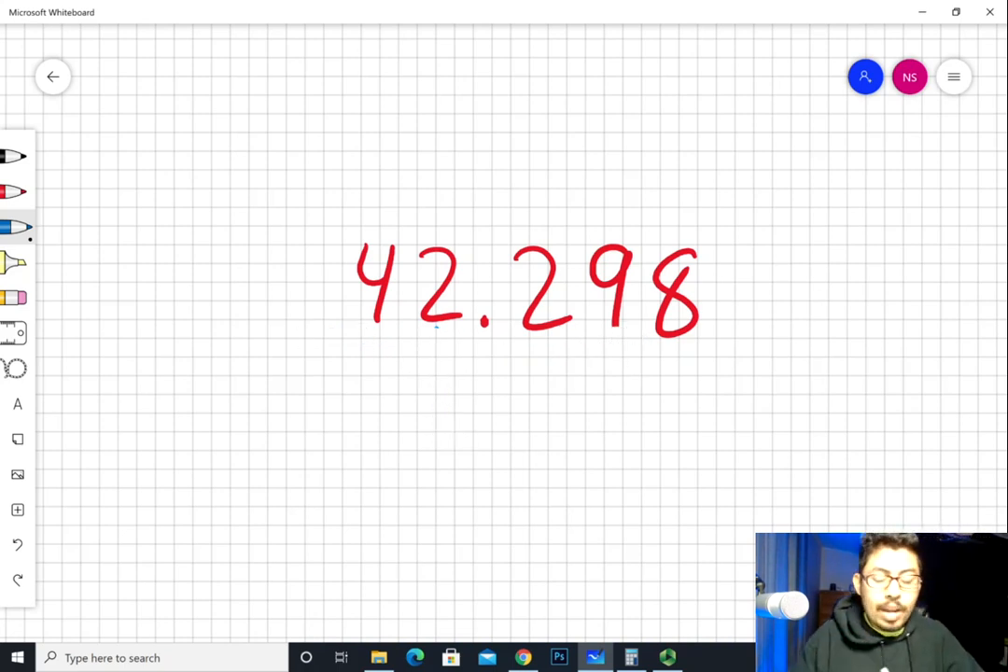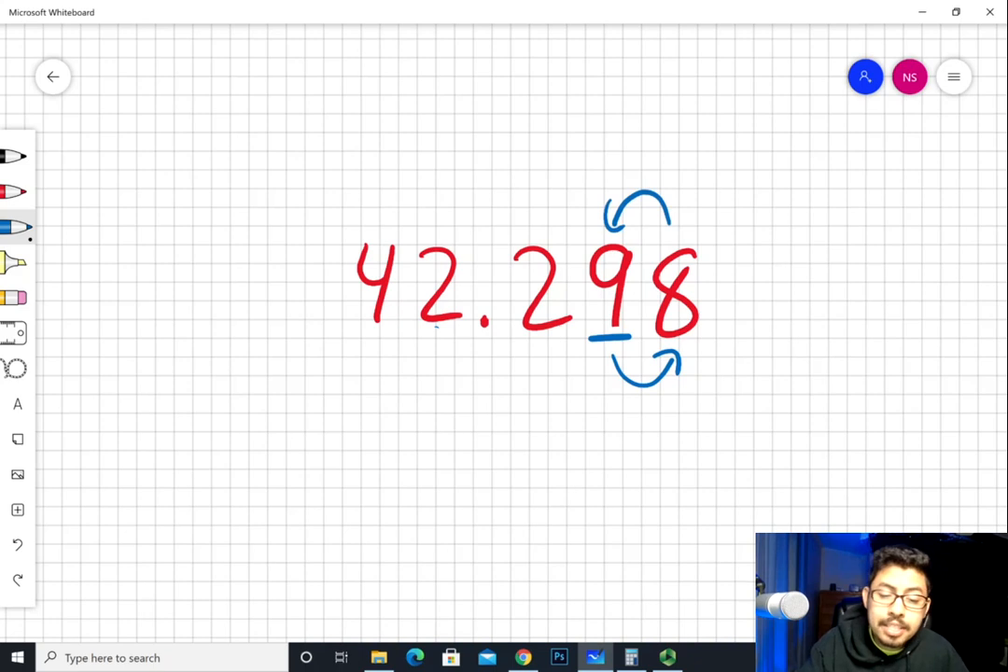So round this answer to the nearest hundredths. I go to the 9. That's my hundredths. And you do what you do best: look to the number to the right. It's an 8. It falls under my 5 to 9 rule, which means if I go back to my hundredths spot, I must increase it by 1.